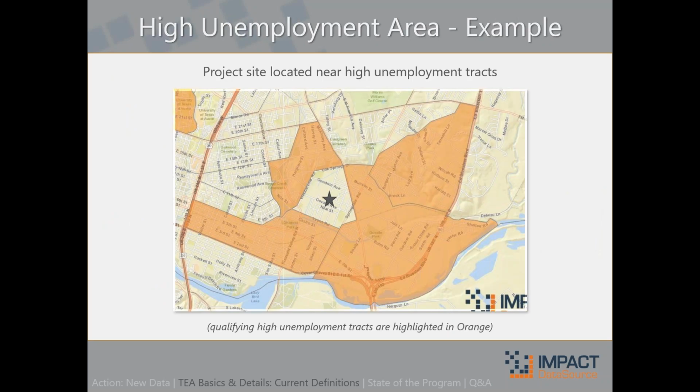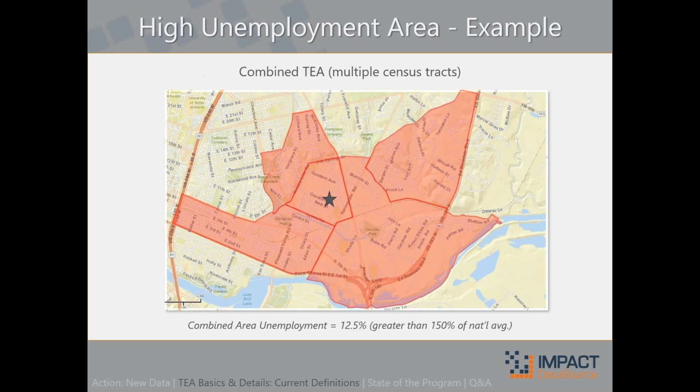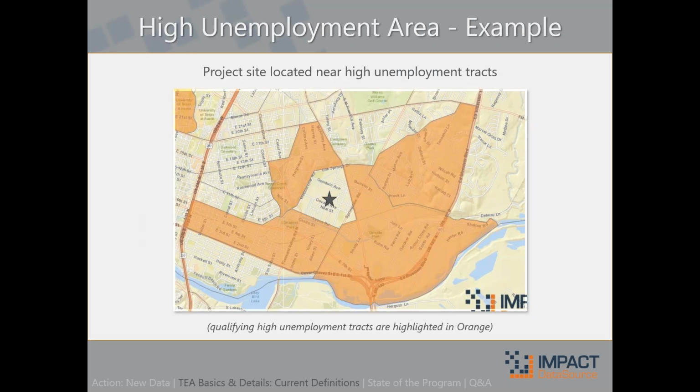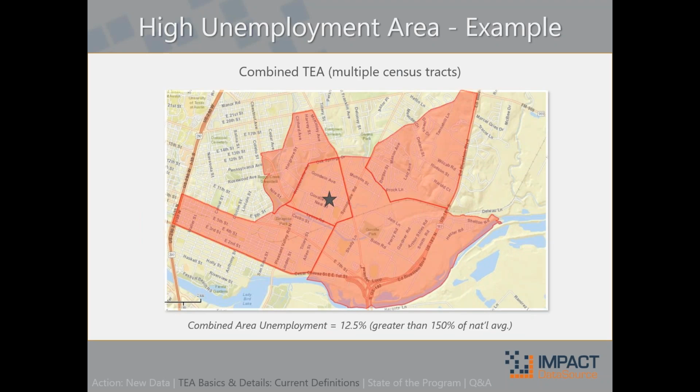So an example here on this map, just as a quick, simple example: the project location, you can see by that star, is within a census tract that does not qualify on its own, which are represented by the orange tracts. But if we aggregate the unemployment together, we can create a TEA area that works. In practice, it's not usually that simple, but most states are flexible enough to allow you to certify a TEA based on something like this.